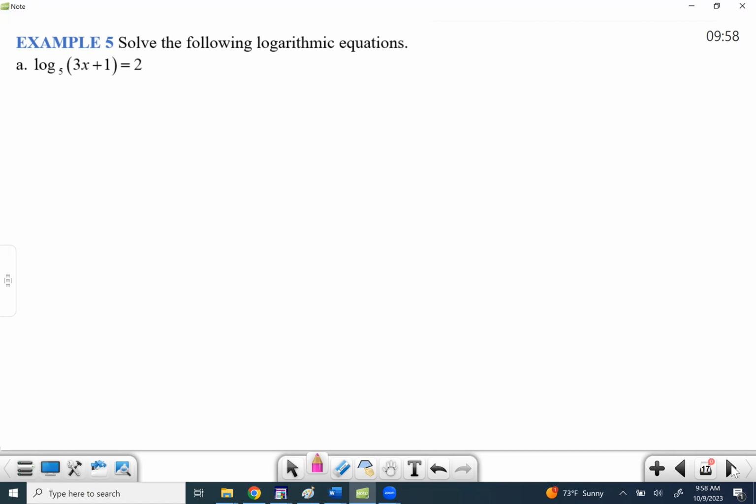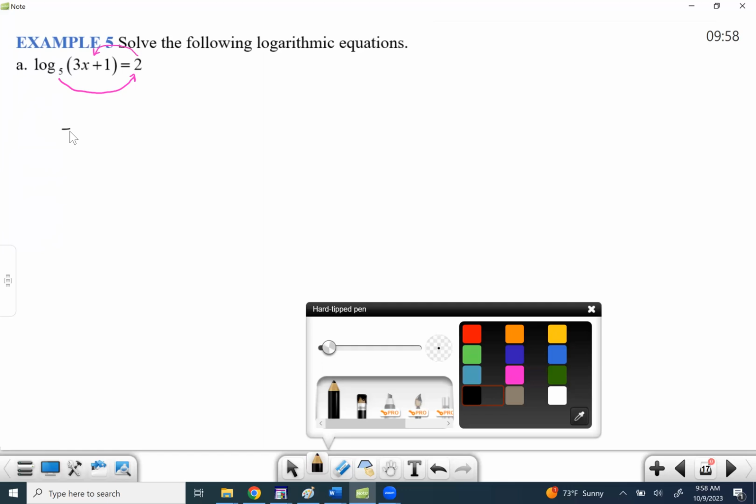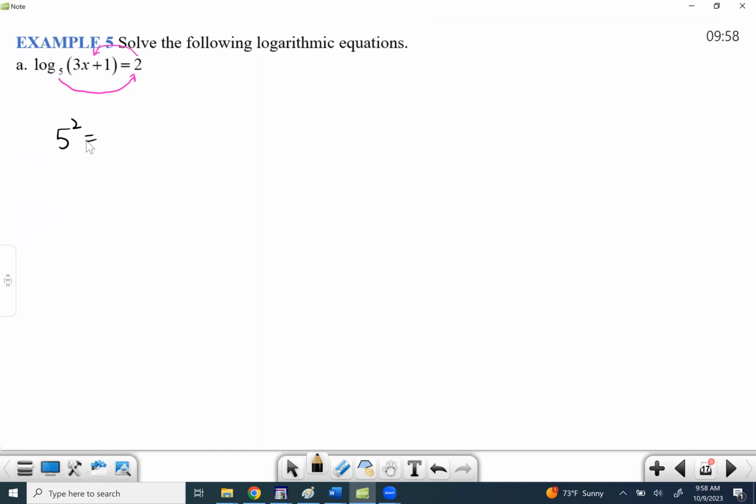Okay, so step 1, get all logs on one side and all constants on the other. That's done. Step 2, use the properties to condense multiple logs into a single log. Well, we already have a single log. So we're on step 3, which is to use the hook. So we're going to say 5 to the second equals 3x plus 1. Remember, you always start with the base, you cross the equal sign to get your exponent, and then you come back.